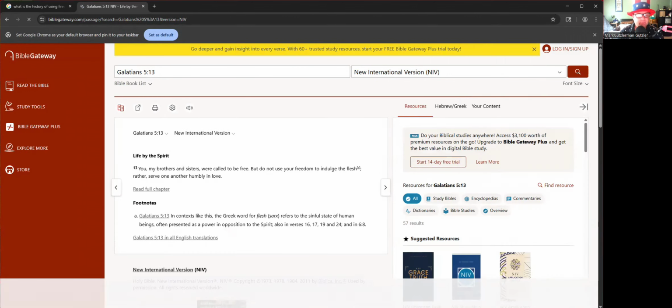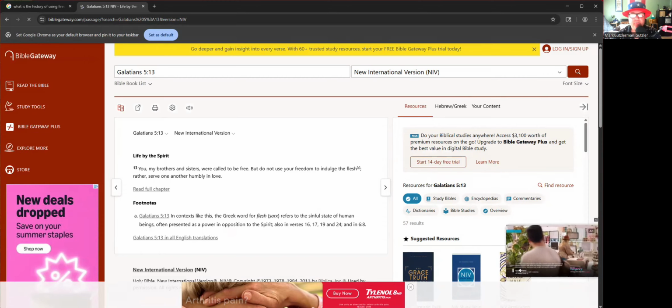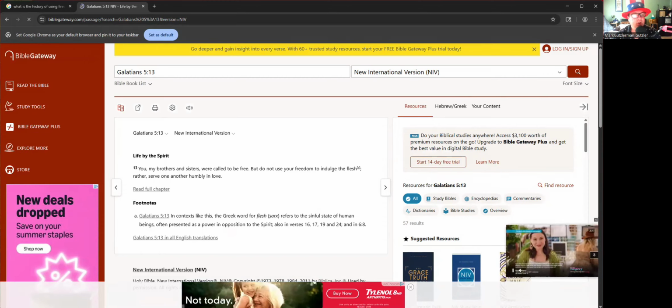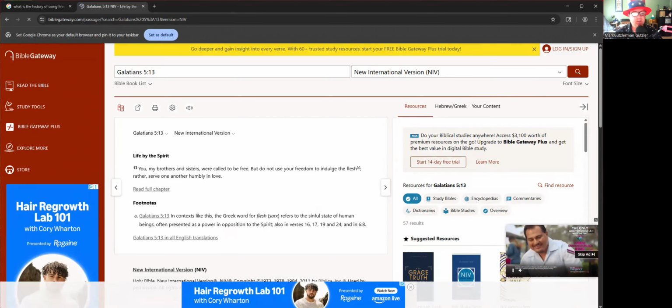All right, so this else has to do with freedom and independence. You, my brothers and sisters, were called to be free, but do not use your freedom to indulge in the flesh. Rather, serve one another humbly in love. So this is a very interesting verse because it has to do with just because we have freedom doesn't mean that we can just go on a binge and just do what we want to do and indulge in the fleshly desires. It means basically that we were called to be free by the blood of Jesus Christ.